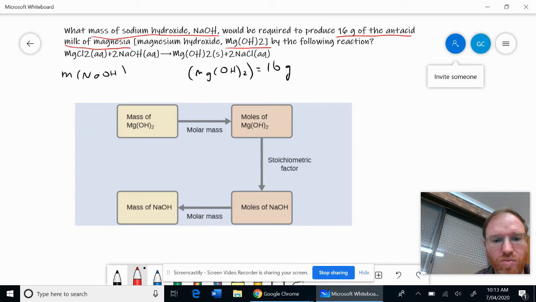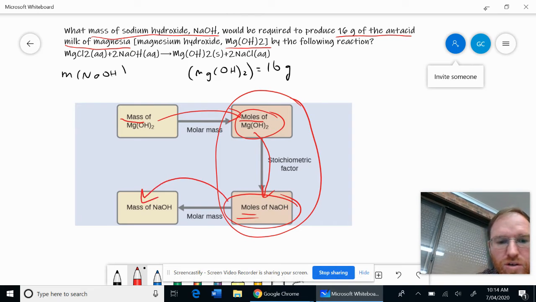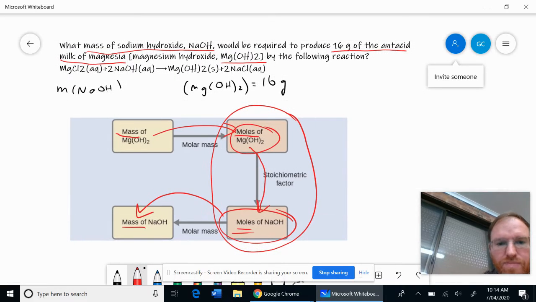Whenever you're given a mass and you're looking at an equation, you've always got to convert the mass to moles. Then, in this part, we can look at the equation. You can use the equation to work out that if you've got this many moles of magnesium hydroxide, how many moles have you got of sodium hydroxide? Then once you know the moles of sodium hydroxide, you can work out the mass. So we always need to convert our masses to moles, and then we can convert back to masses at the end.